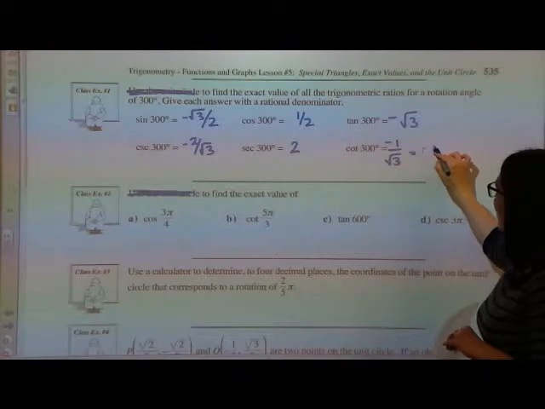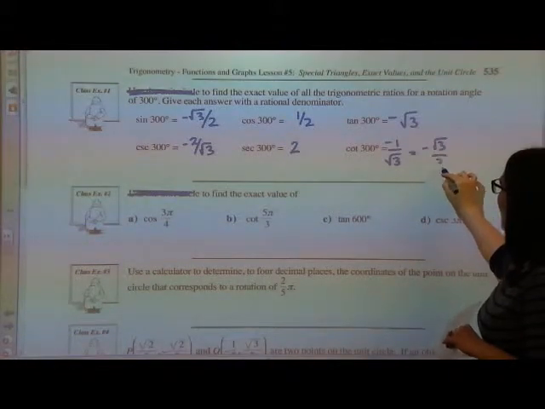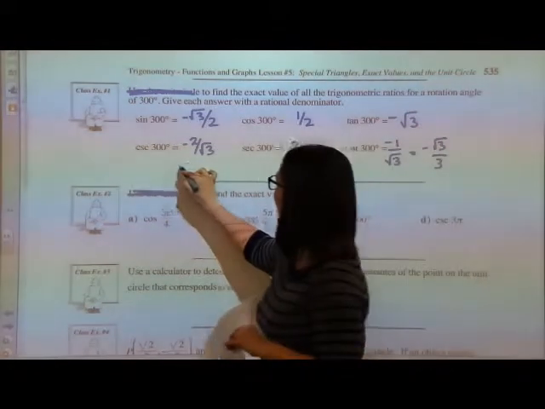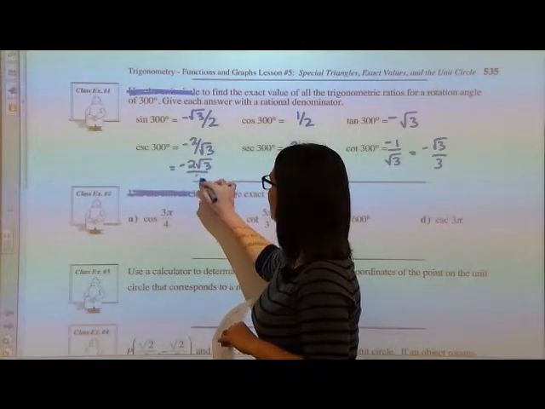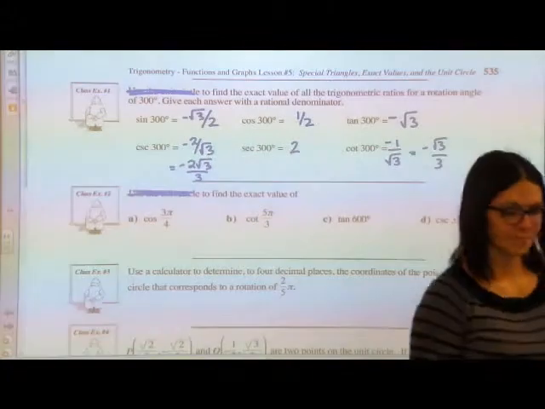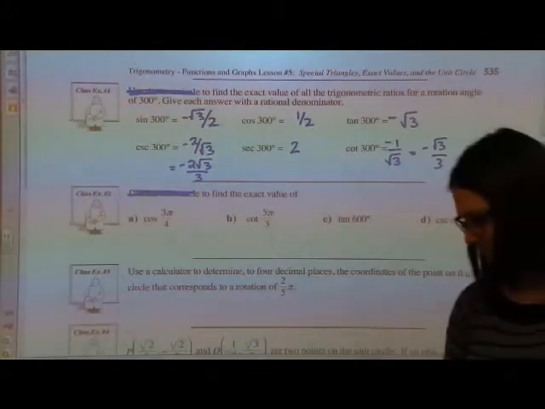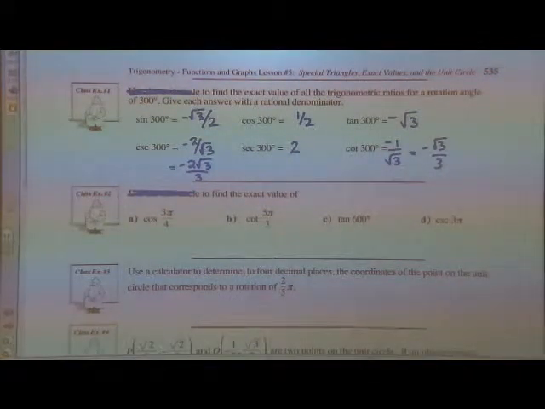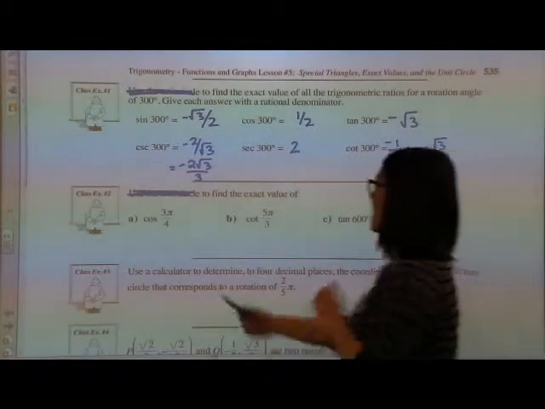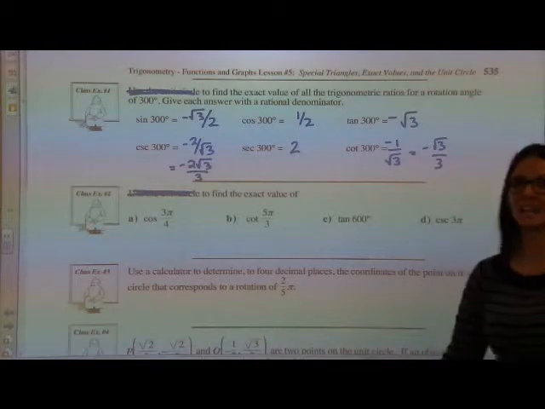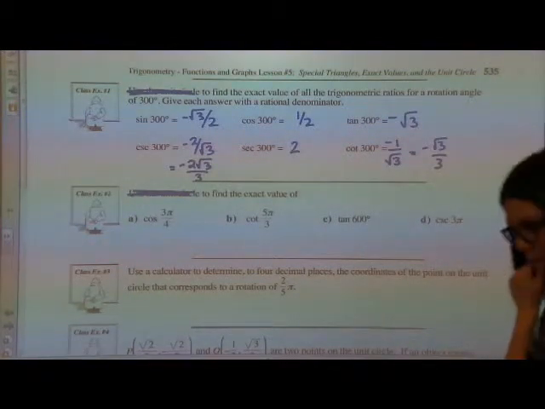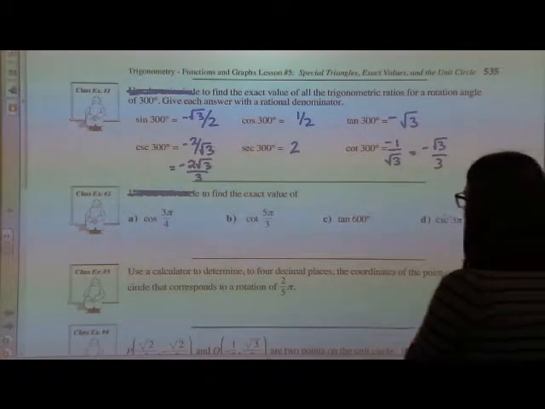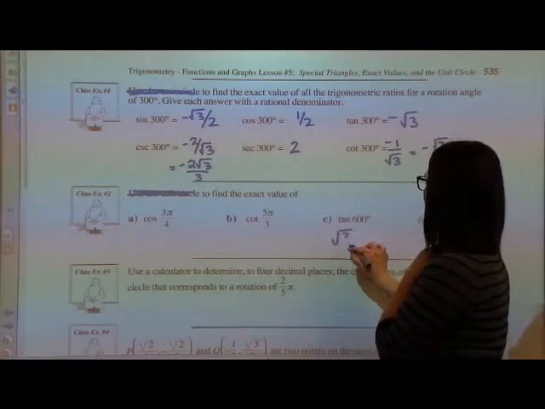Which, if I rationalize them, I get negative root 3 over 3. And this one I get negative 2 root 3 over 3. If I was to find the exact value of the next three, I would probably start with this tan 600 simply because my calculator is already in degree mode. And what I would get would be root 3.